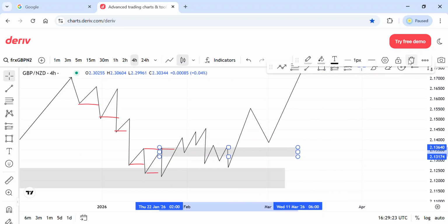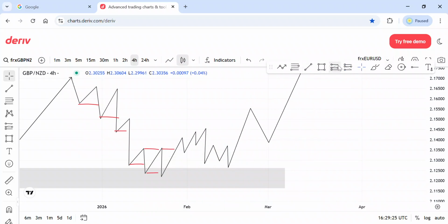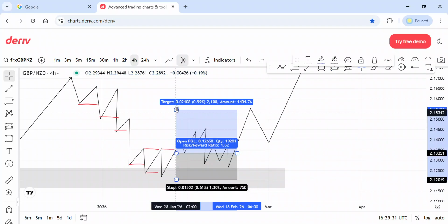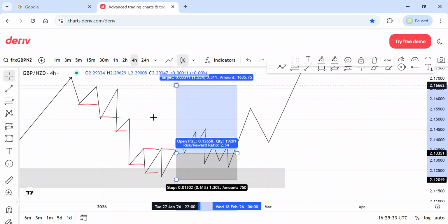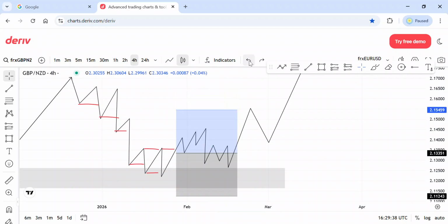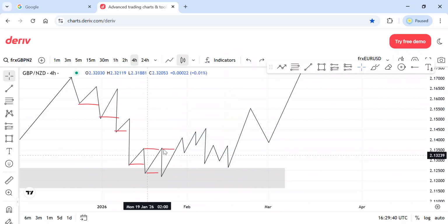Okay, so if you are making use of a breaker block, definitely you should be buying from here. Then you put your stop loss here below this low. Then you target your recent high. Okay, you target your ARL. So that is if you are using a breaker block. So this is a confirmation for you, since market is already at your point of interest.